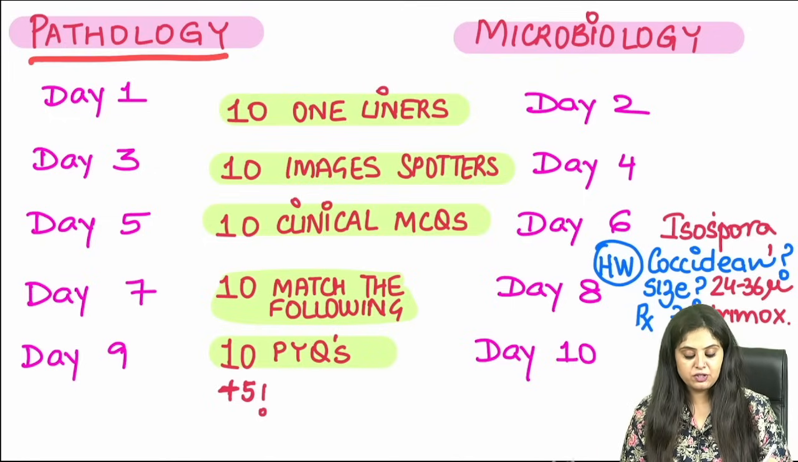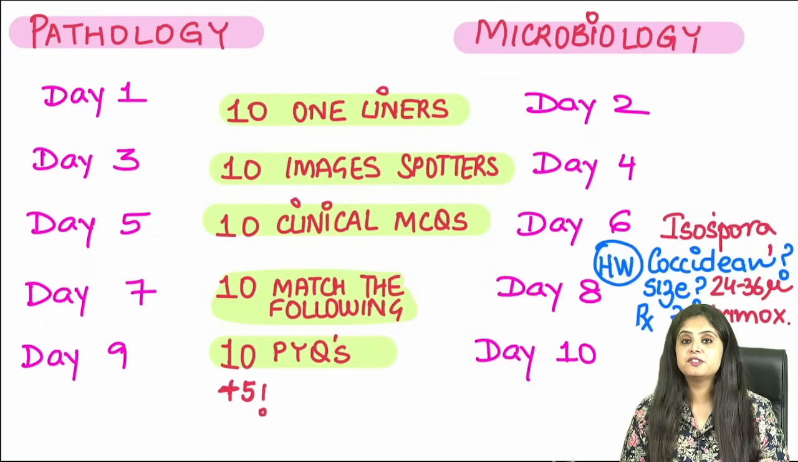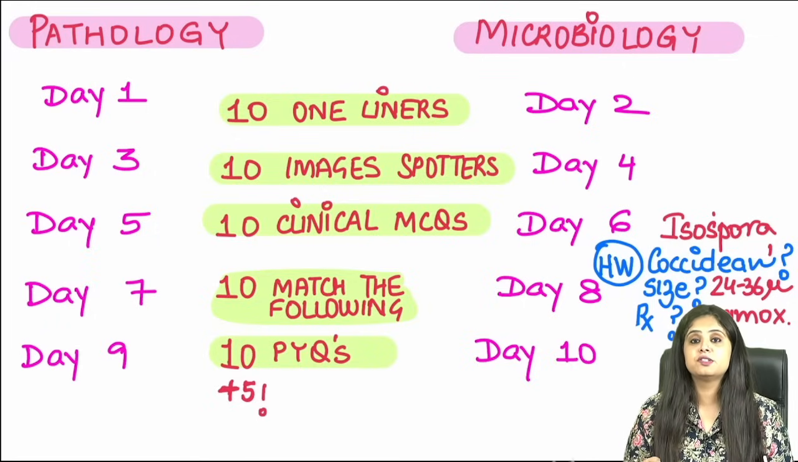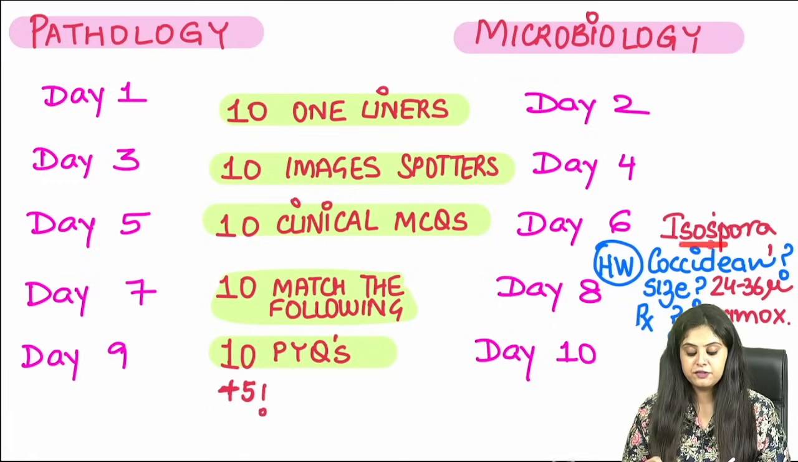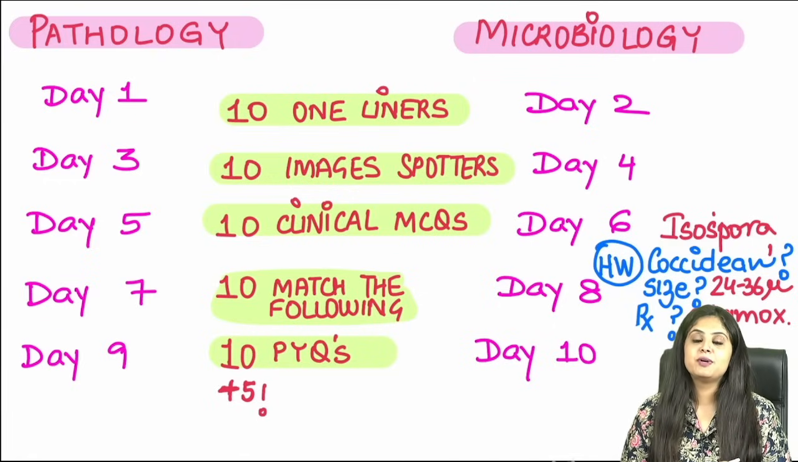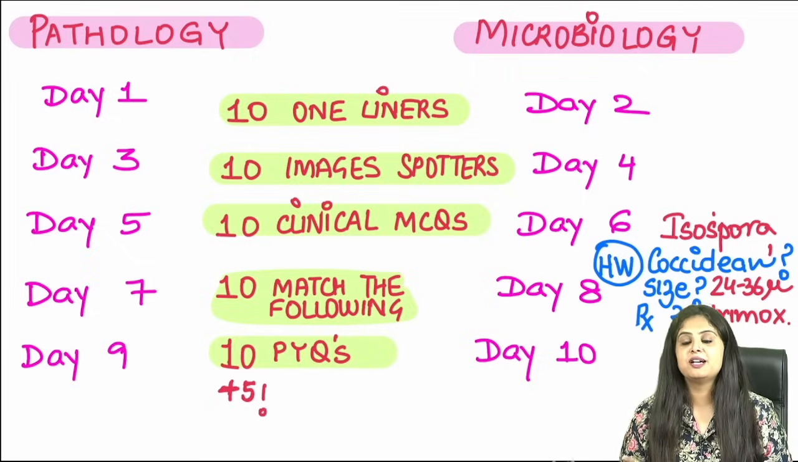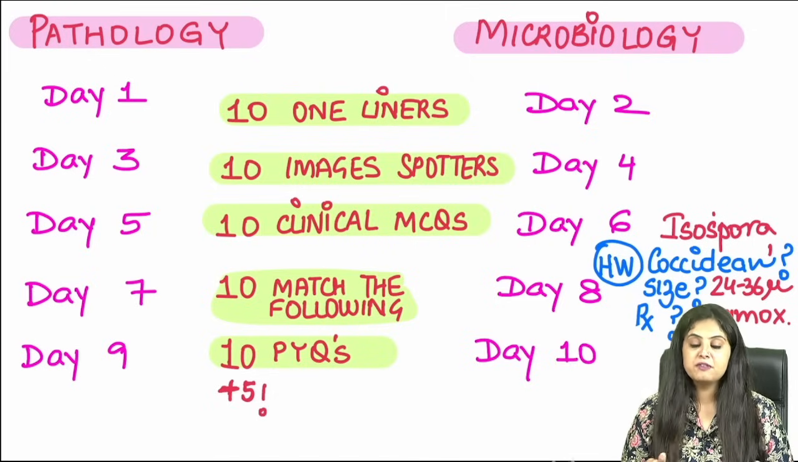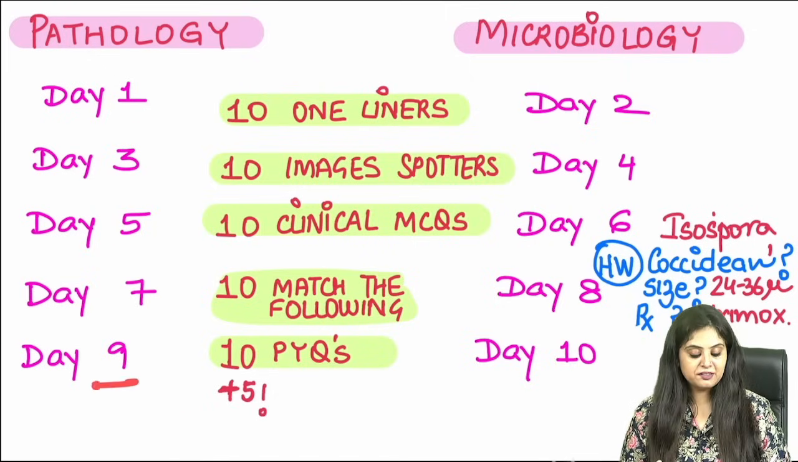So starting with pathology today, but before that, the homework of the previous class was the coccidian parasite that you had to identify, which was an oval shaped oocyst of Isospora. The size of it that I asked you, as correctly mentioned by all of you, is 24 to 36 microns, and the treatment of both the spora brothers, that is Cyclospora and Isospora, happens to be cotrimoxazole. So perfectly answered as always by all of you, and let's begin with this.